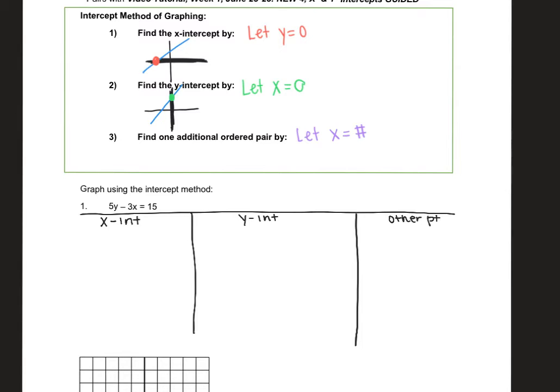Now, in order to find my x-intercept, I'm going to let y equal 0. In order to find my y-intercept, I'm going to let x equal 0. And in order to find my other point, I'm going to let x equal some other number. This is the only one that I'm going to kind of let hang because I don't know what I want to plug in there yet.